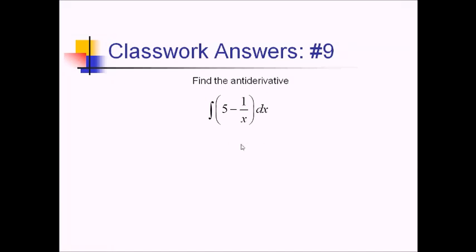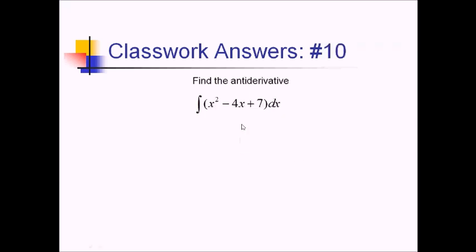On this problem, we have a few steps to do when we're antidifferentiating this expression. This 5 is going to become 5x because the derivative of 5x is 5. And then for the 1 over x, that's going to be minus ln of absolute value of x plus c.